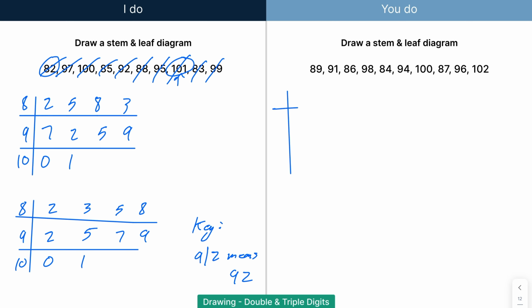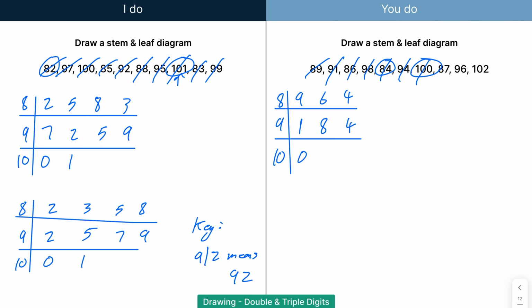So again, hopefully you've pressed pause and got the example on the right. So with this one here, we are going to draw the stem and the leaf. So that then becomes 84, and the biggest is 100. So we can just go 8, 9, 10. That's stem done. And with the leaves, we're just going to cross these off as we go through. 98, 84, 94, 100, 87, 96, and 102.